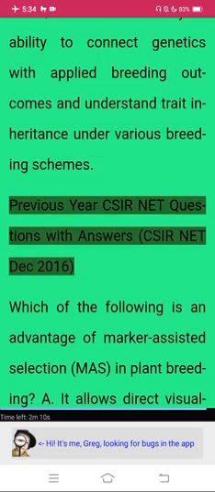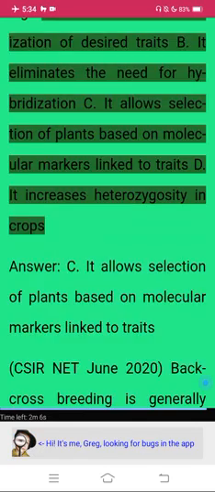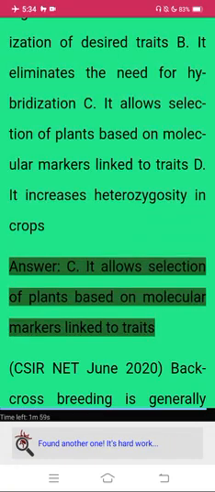Previous year CSIR Net questions with answers. CSIR Net Dec 2016. Which of the following is an advantage of marker-assisted selection (MAS) in plant breeding? A. It allows direct visualization of desired traits. B. It eliminates the need for hybridization. C. It allows selection of plants based on molecular markers linked to traits. D. It increases heterozygosity in crops. Answer: C. It allows selection of plants based on molecular markers linked to traits.